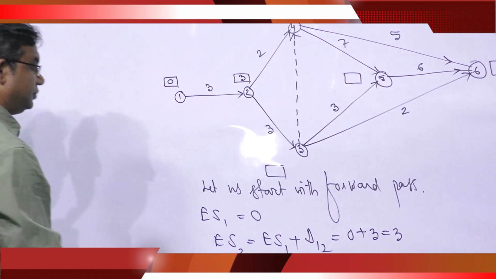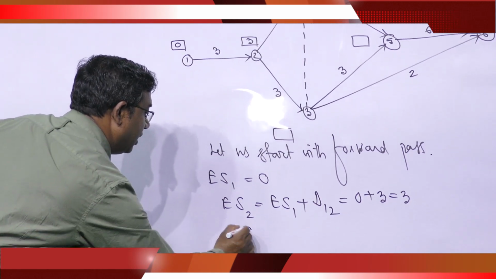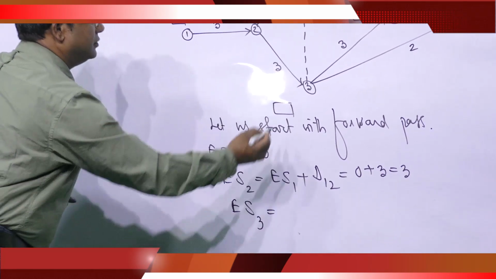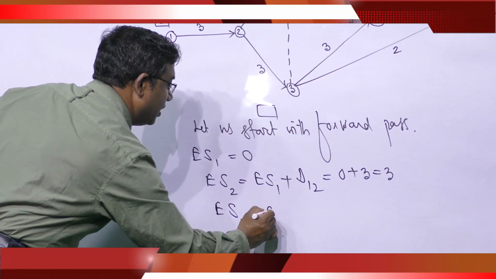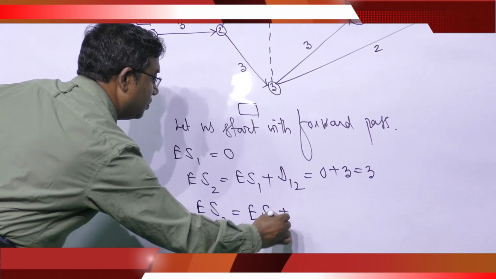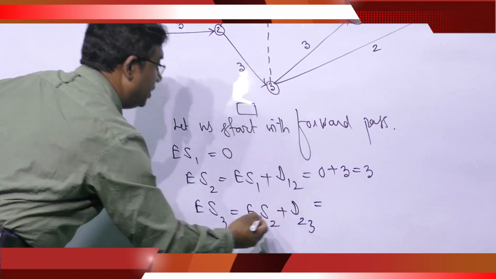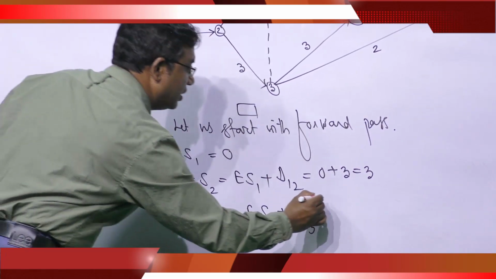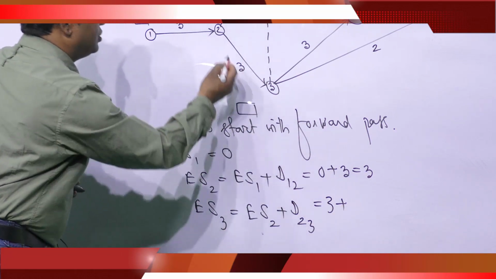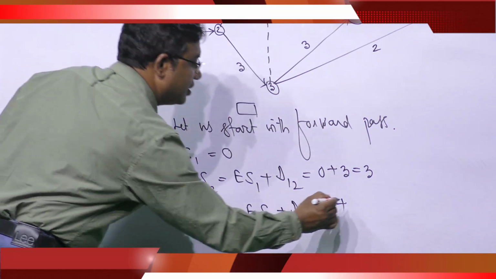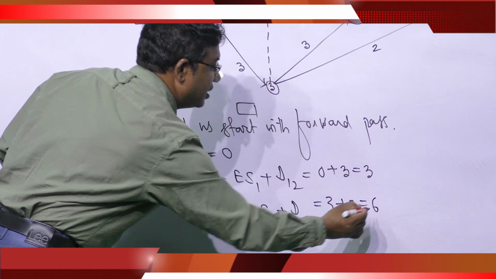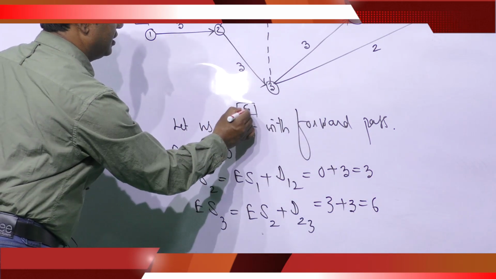Next, ES3. ES3 means ES2 plus D23. ES2 is 3, D23 time duration is 3, so this is 6. We have to write 6 here.